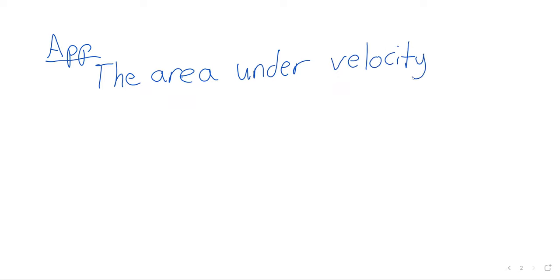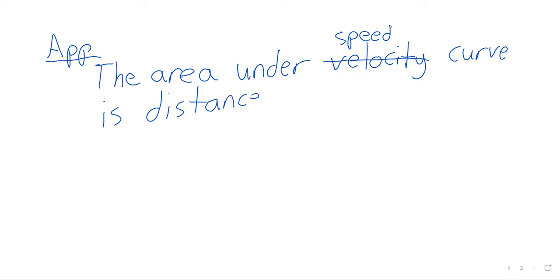The area under a velocity curve is, let's say, under a speed curve, to keep this positive, the area under a speed curve is the distance an object travels.